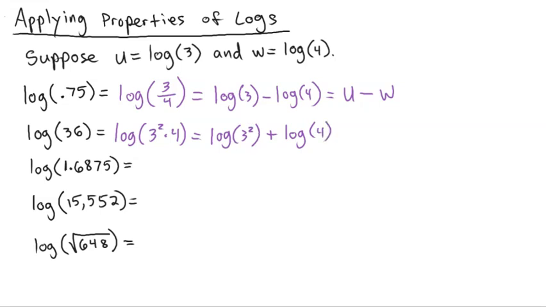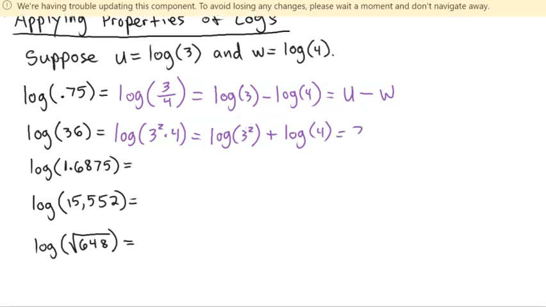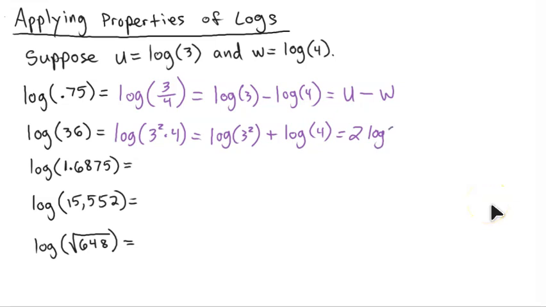And then this 3 squared, we can take this 2 and move it to the front of the logarithm. So this will become 2 log of 3 plus log of 4, and log of 3 is u, and log of 4 is w, so we'll have 2u plus w.